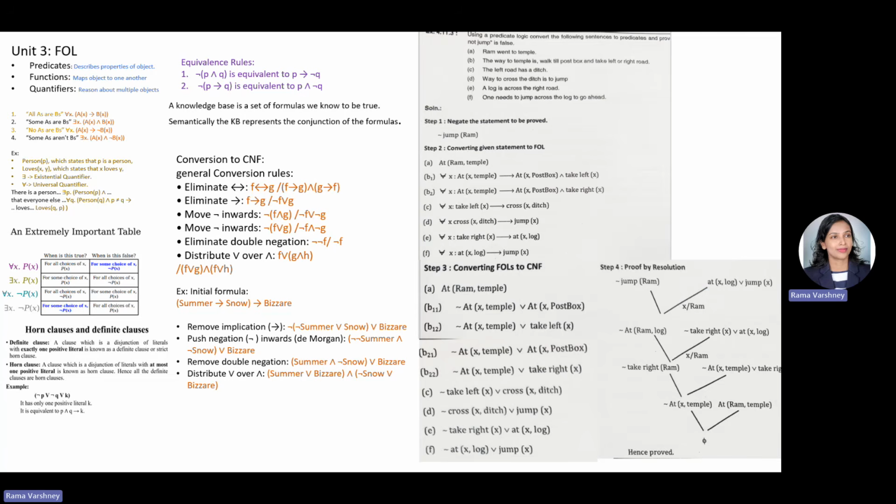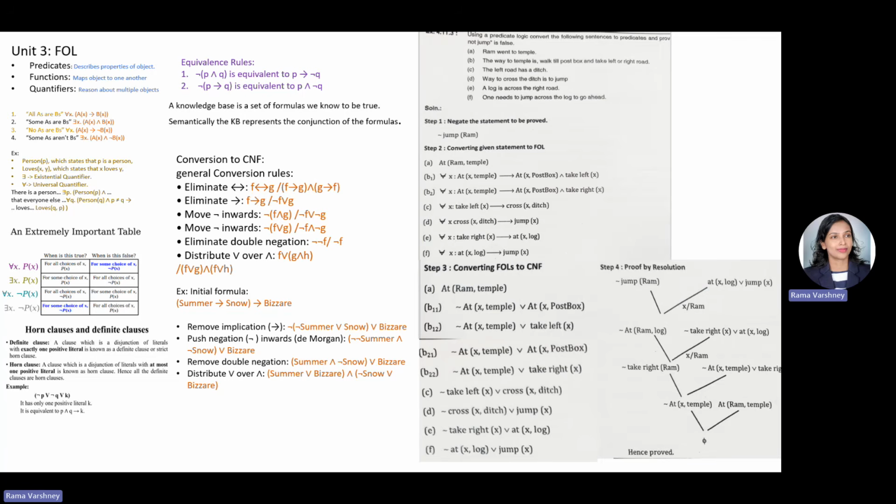Now you can see here, what are the equivalence rules? These are two of the most important rules. Negation of (P and Q) is equivalent to P implies negation of Q, and negation of (P implies Q) is equivalent to P and negation of Q.